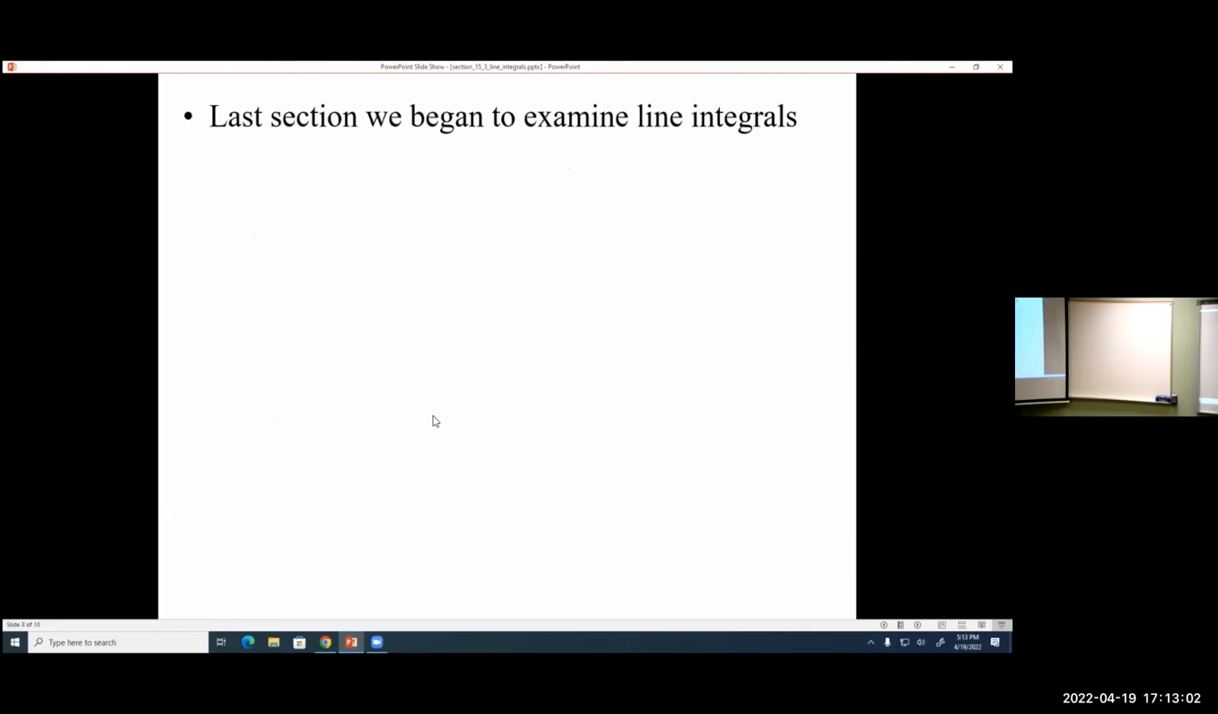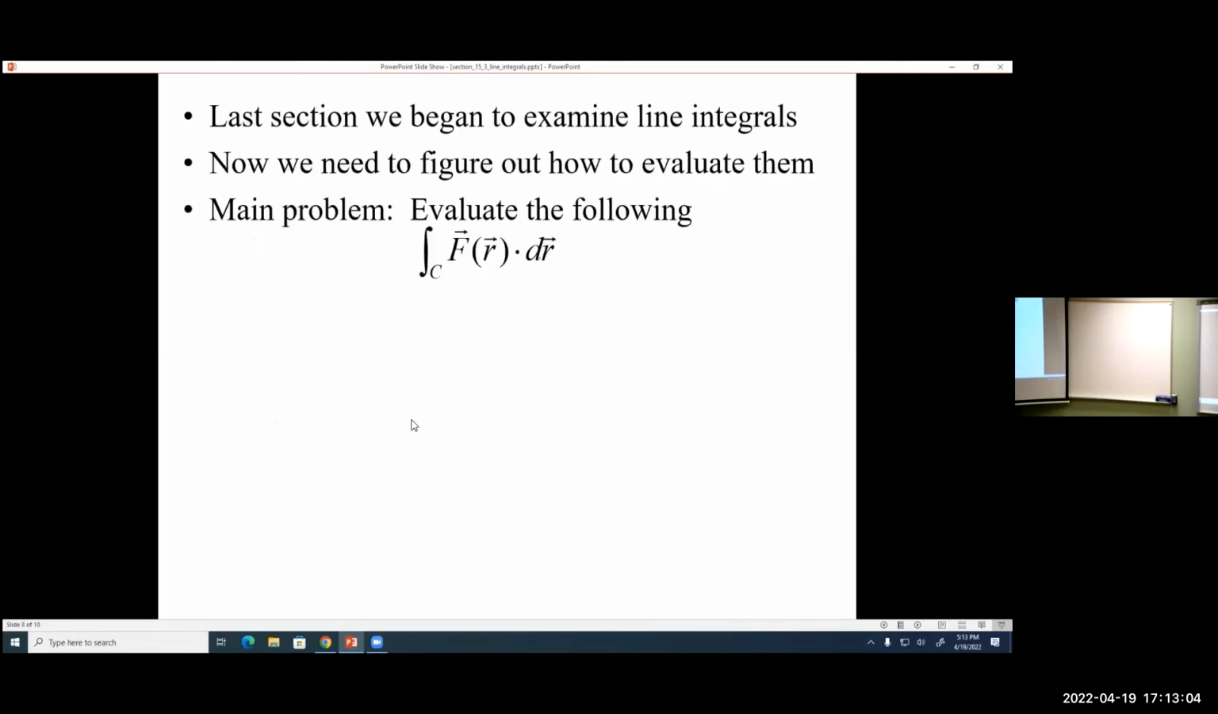Like I said, more often than not, I'm going to be going back to this form, F dot dr. F of r is our vector field with our parameterization put in. dr is basically the derivative of our position vector, which is our parameterization. That's a whole bunch of words right now. It'll make more sense when we look at an example.